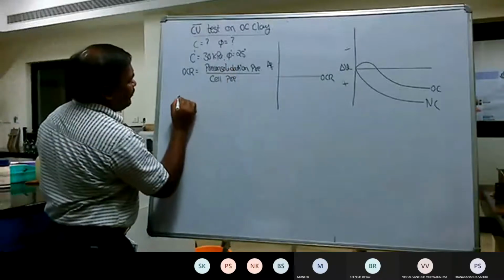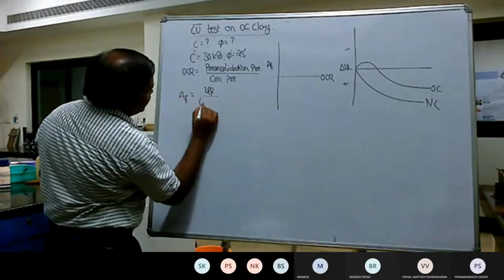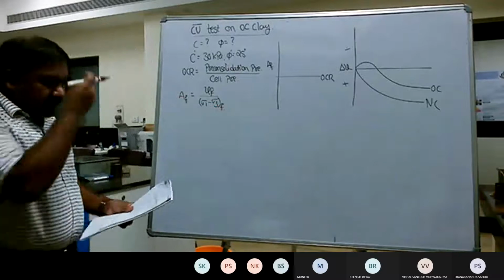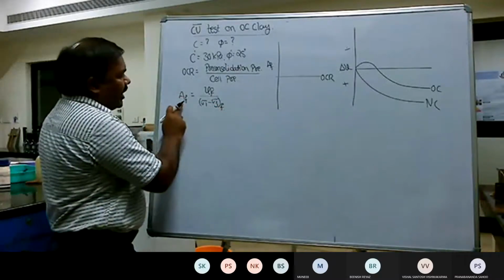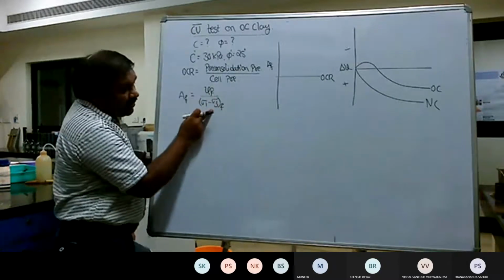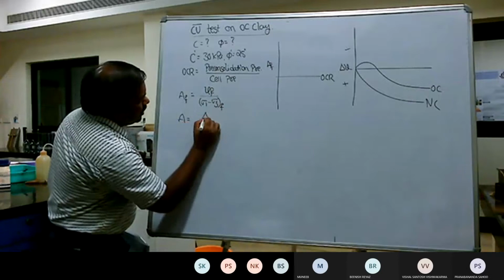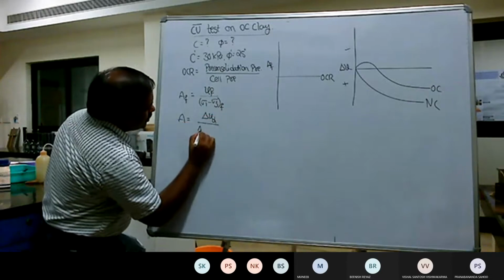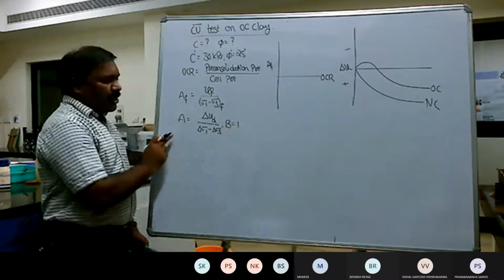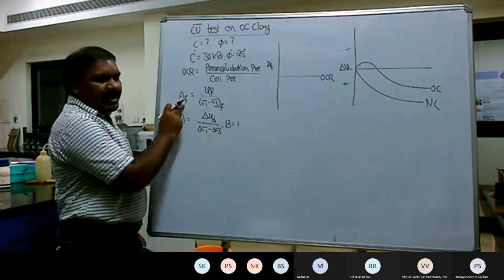And you also need to calculate the AF parameter, the pore pressure parameter, which is nothing but UF divided by sigma 1 minus sigma 3 at F. When you write AF, you can straight away write the pore pressure at failure divided by the deviator stress at failure. Alternatively, you can also write A equals delta UD divided by delta sigma 1 minus delta sigma 3. In these two forms of the equation, the F designates the failure condition.